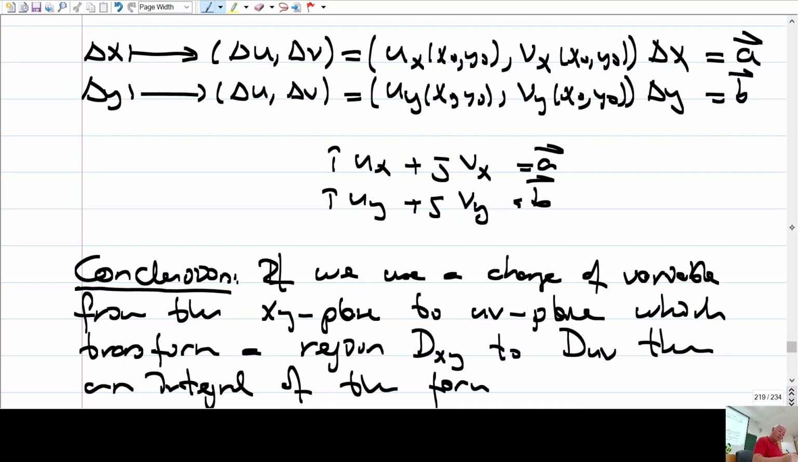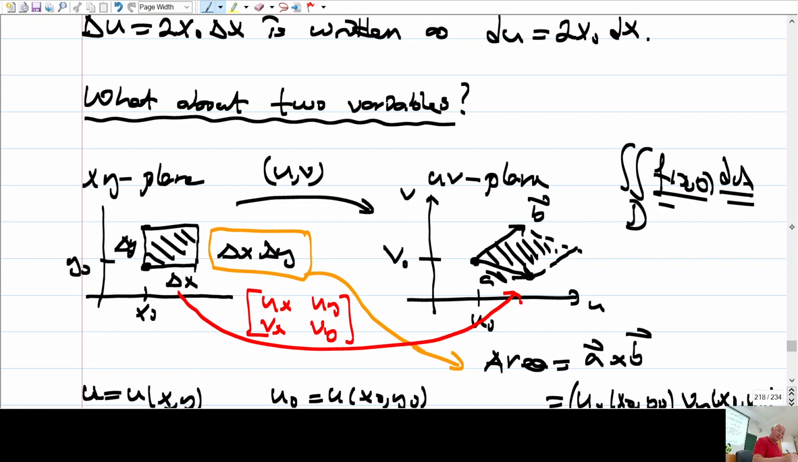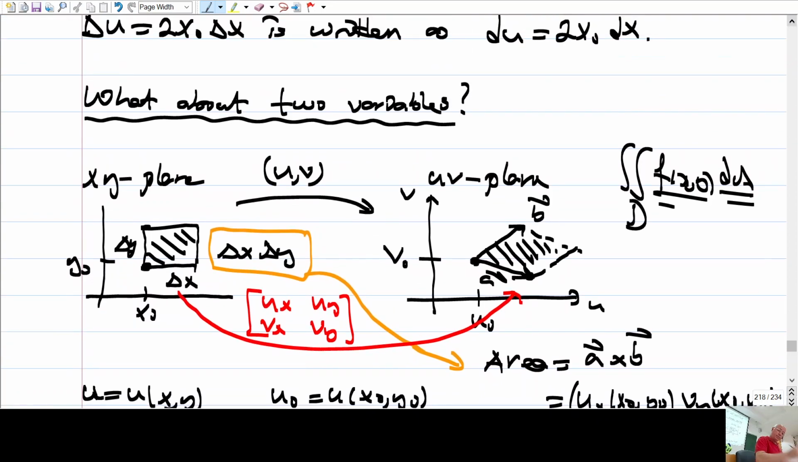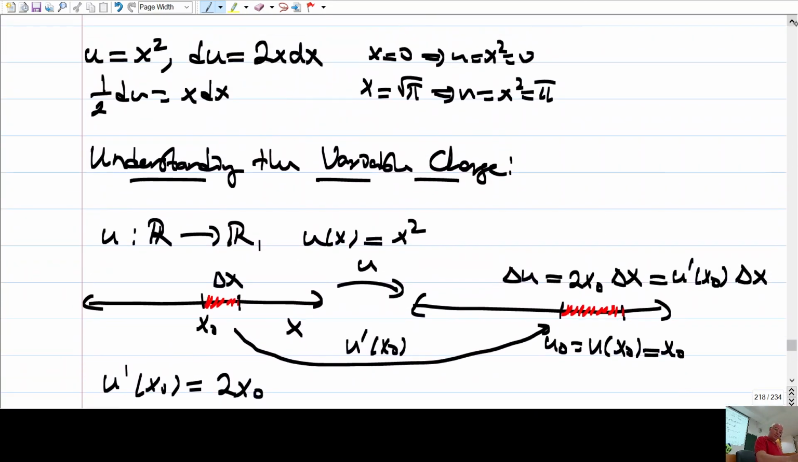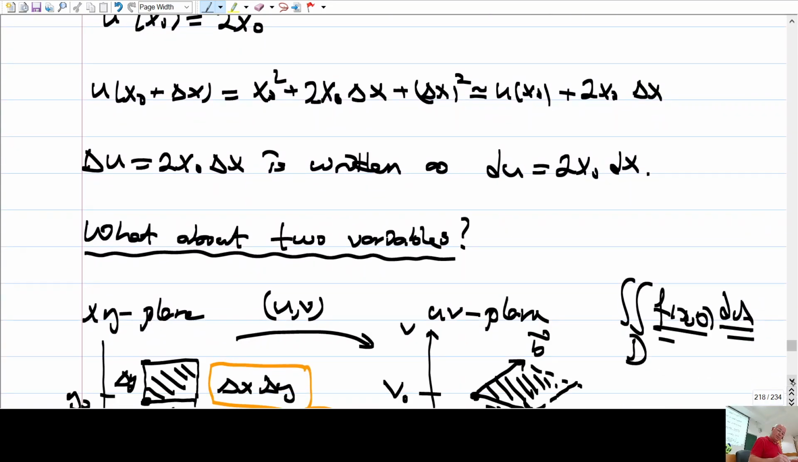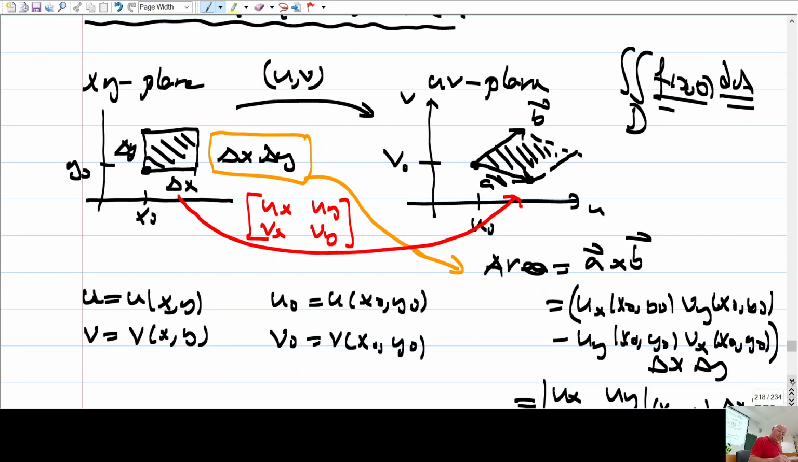Okay, so let's say we had something like this in the xy plane, and we want to change x and y to new coordinates u and v. What we had done, we pick a point x0, y0, and then we move in the x direction a little bit and y direction a little bit. We form this rectangle whose area is delta x times delta y.